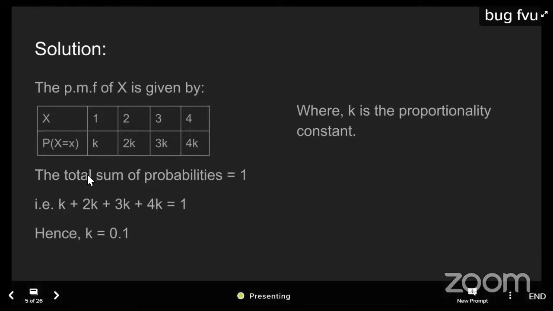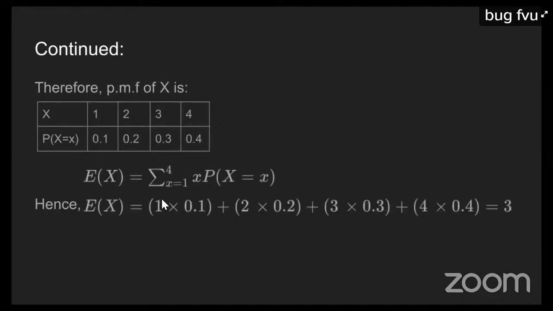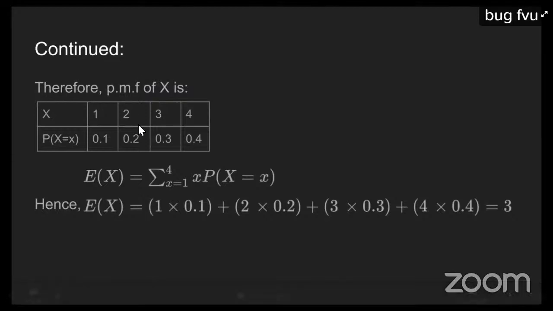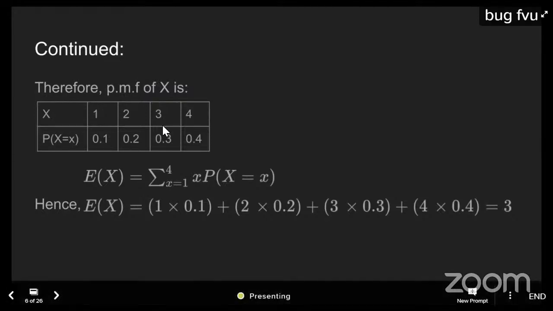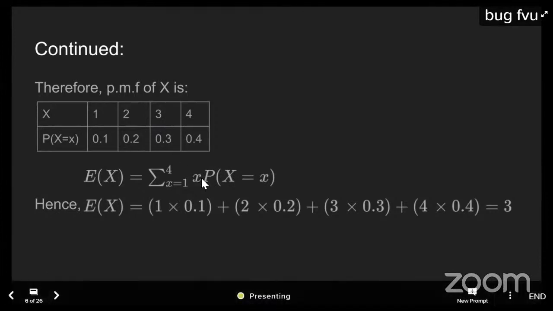Okay, so we know that the total sum of probabilities is 1. So all these 4 values should add up to 1, right? From this equation, we can find the value of k, which comes out to be 0.1 or 1 over 10, right? Were you able to do it till this step? Yes, sir. Okay, so once you have the value of k, it means you know all the 4 probabilities, and you can simply plug in the formula of expectation to compute it, which is nothing but summing over all values of x the product of x times its probability, right?